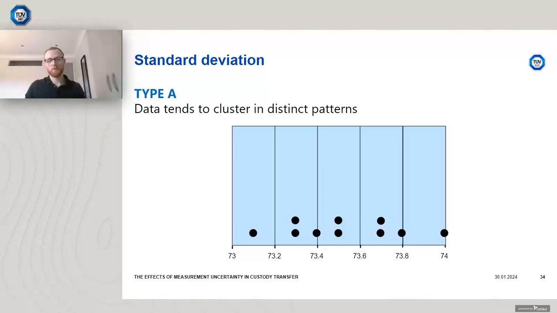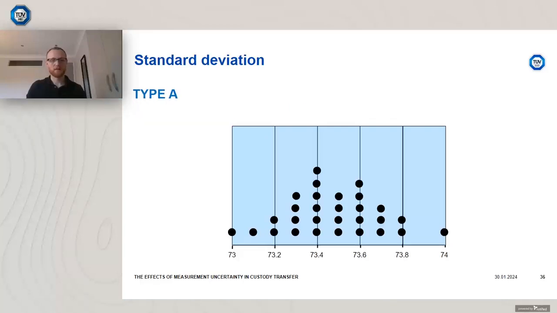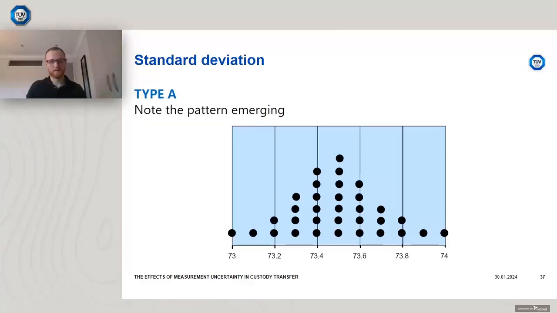So when we look at this in terms of our measurements of oil flow rate, we have our 10 measurements here. The reason standard deviation is so high is we don't know how this will take shape in a sense, but if we gathered more data, you would see a pattern emerging over time.